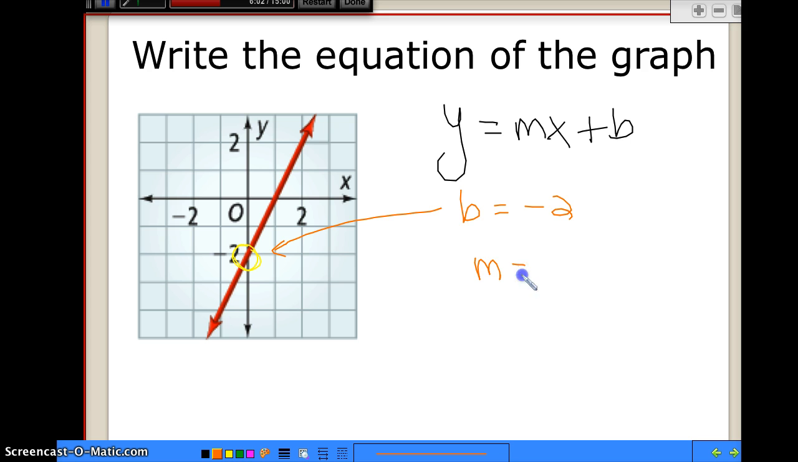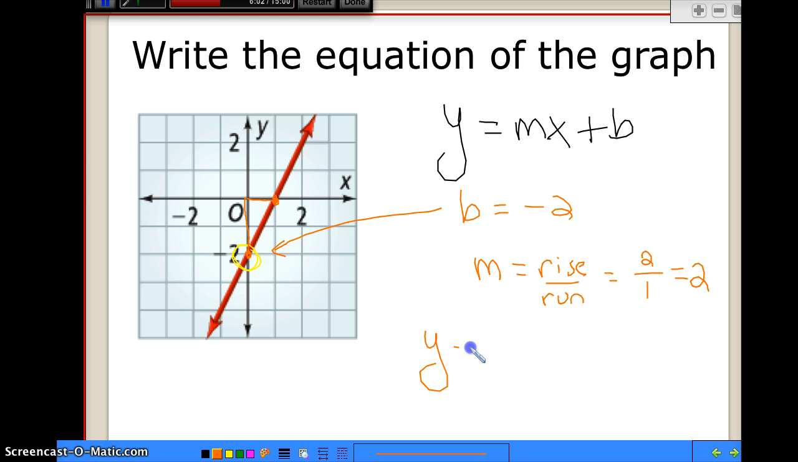The m is your rise over your run, which is your change in y over the change in x. So if you start at a point, let's start at that point, and let's go ahead and count till we get to a next point that intersects on our grid. We have to go up 2 to the right 1. So up 2 would be a positive, to the right would be a positive. So our slope comes out to a +2 because 2 divided by 1 is 2.